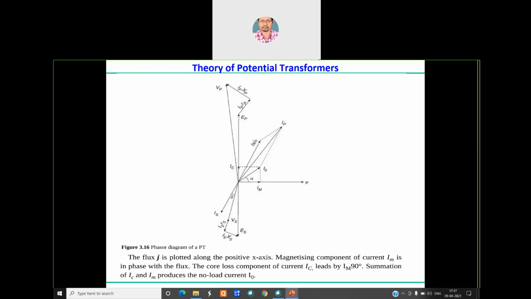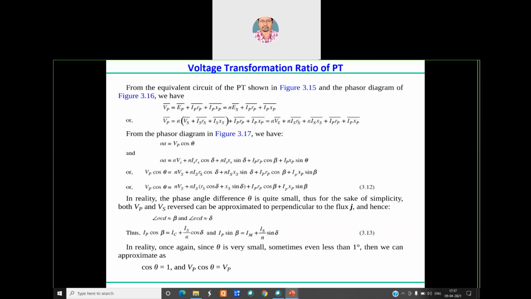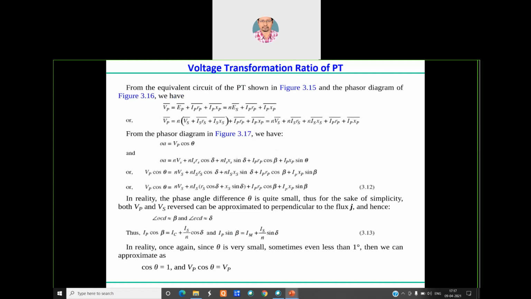What we will focus on now is that we will refer to figure 3.16, which represents the phasor diagram of a PT, and go to the modified, or in other words the expanded view of the phasor diagram of a PT. As you can see, it is shown in figure number 3.17, and from here if I am going to draw the phasor diagram or the magnitude plot of this particular phasor diagram, you can appreciate that V_P bar is nothing but V_P bar plus I_P R_P plus I_P X_P. Now that is the primary side.